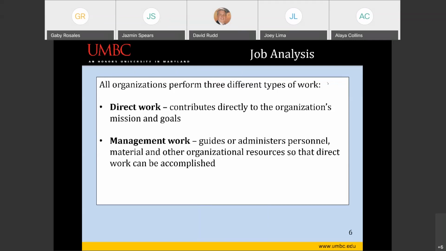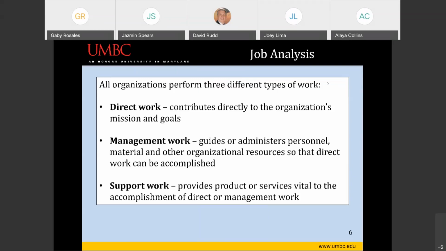So in our example, the restaurant manager would fall in this category because they're doing management type of work. And then finally, the third type of work is support work, and it provides services vital to the organization. So in our example, a dishwasher in a restaurant provides support work, and really a very important position within the organization. They're not directly working with the customers, but they are providing a very vital service.